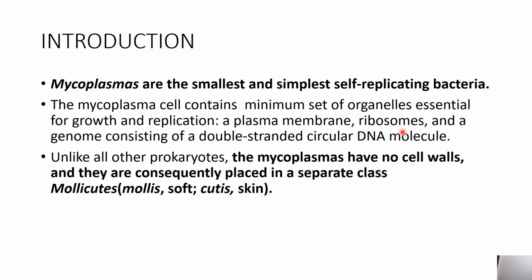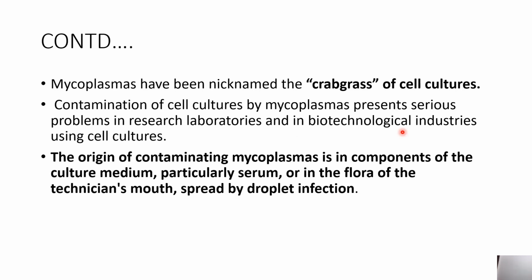Mycoplasma is the smallest and the simplest self-replicating bacteria, right? A mycoplasma cell contains the minimum set of organelles essential for growth and replication: a plasma membrane, ribosomes, and a genome consisting of a double-stranded circular DNA molecule. Unlike all other prokaryotes, the mycoplasmas have no cell walls, and they are consequently placed in a separate class called Mollicutes. Mollis means soft, cutis is the skin.